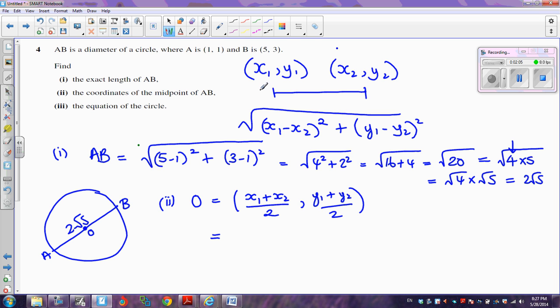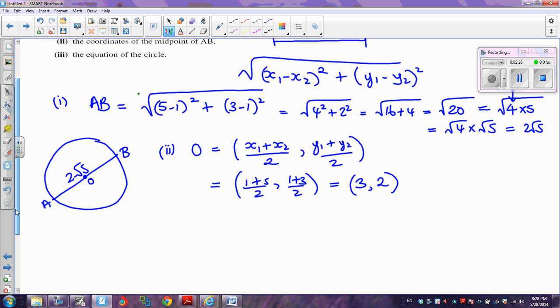So taking the two x coordinates, well I've got 1 and 5, so I'm going to do 1 plus 5 and divide that by 2, and then the y coordinates, that's going to give me 1 plus 3, and that's divided by 2. So that comes out as 6 divided by 2, which is 3, and 4 divided by 2, which is 2. So the centre of my circle is 3, 2.